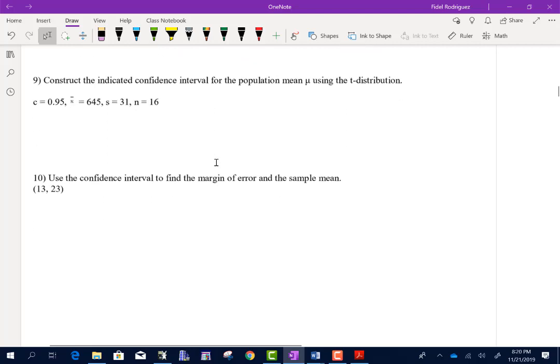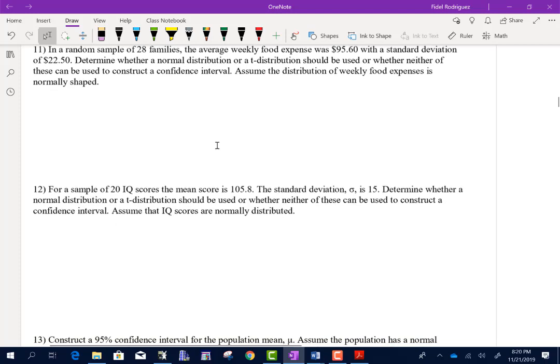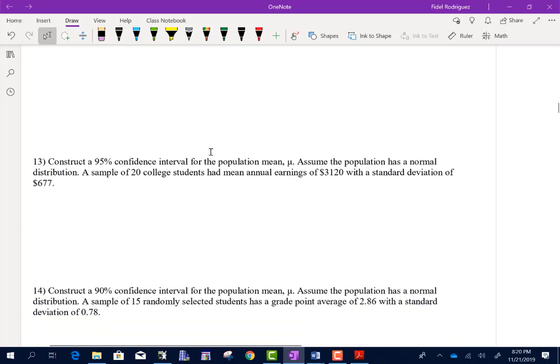What about the next part, 11 through 14? Number 13 now says construct a 95% confidence interval for the population mean mu. Assume the population has a normal distribution. A sample of 20 college students had annual earnings of 3120.